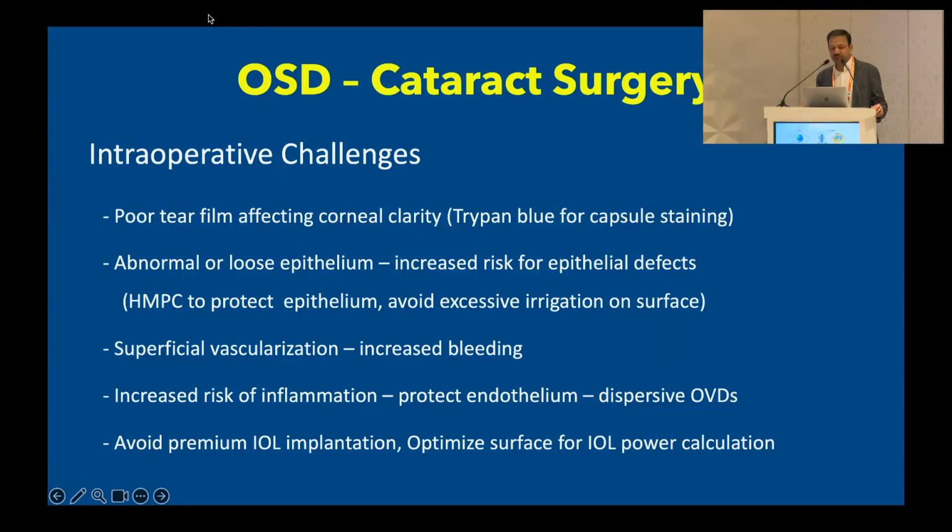Use dispersive OVD, and if you don't have a surface that's really good, don't venture into putting premium lenses. Maybe in those kinds of patients, just select a monofocal plus lens, and explain to the patient, look for monovision if somebody wants unaided good vision for distance and near. Because if you put a multifocal or trifocal in this, because of this surface problem and the tear film problem, they will keep coming back to you, and they will never be happy or satisfied with the outcome of the surgery.